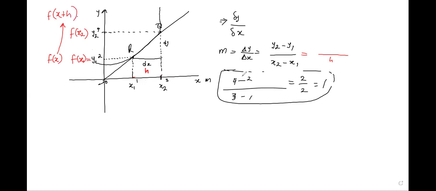Yes, I understand. Good. So that means this first y2, I can decide to write as f of x plus h, minus this y1. I don't want to write x not, I can write f of x. Is there any confusion up to now? No confusion.